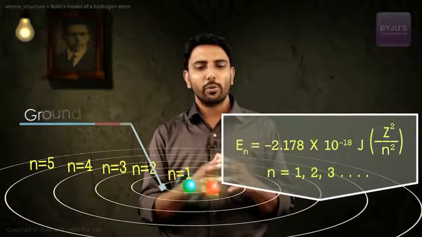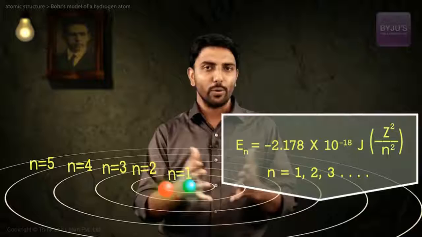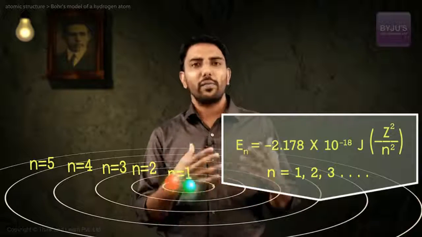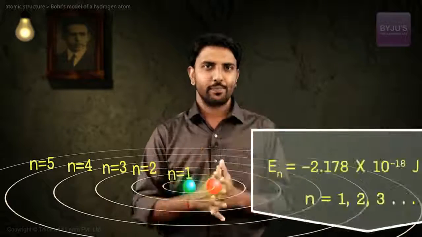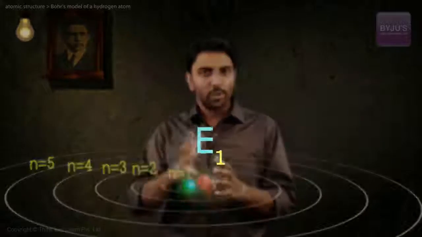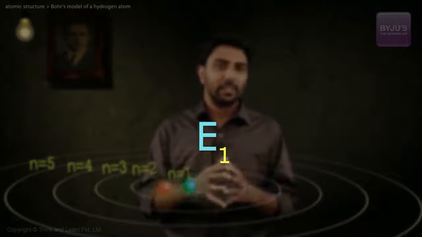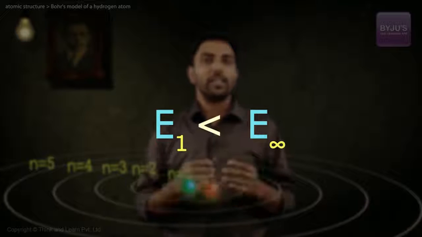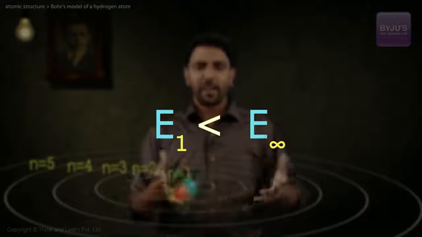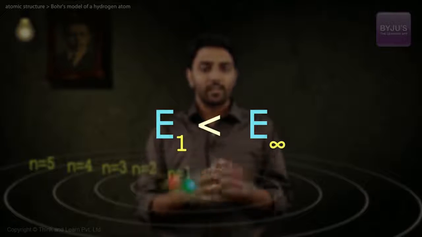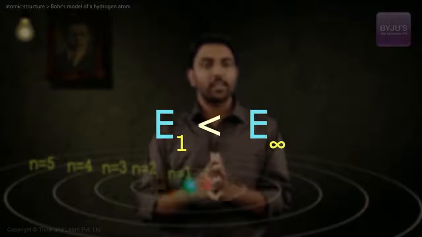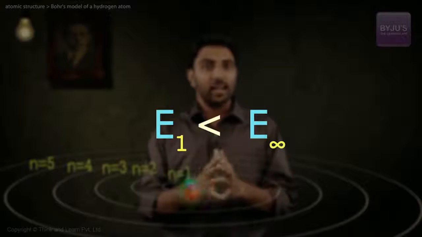Now, don't bother about the negative sign for the energy value or function. It is a matter of convention and a bit of physics. The negative sign simply means that the energy of the electron bound to the nucleus is lower than it would be if the electron were at an infinite distance, where n equals infinity. At infinite distance from the nucleus, there is no interaction between the nucleus and the electron, and hence the energy is zero.